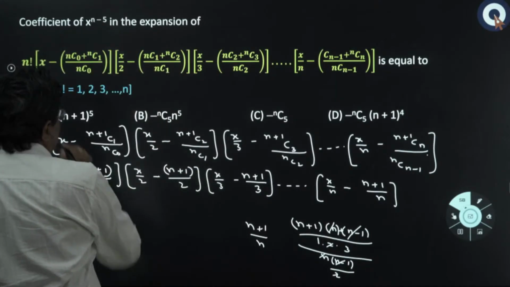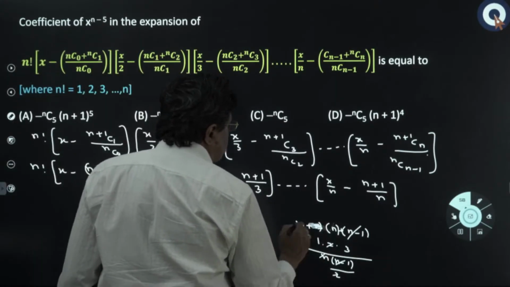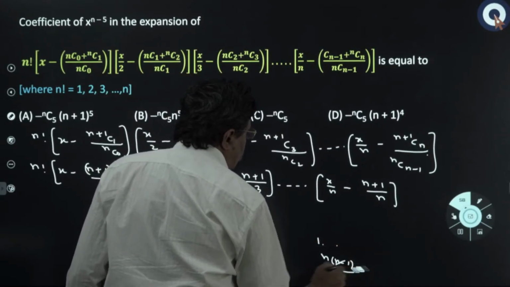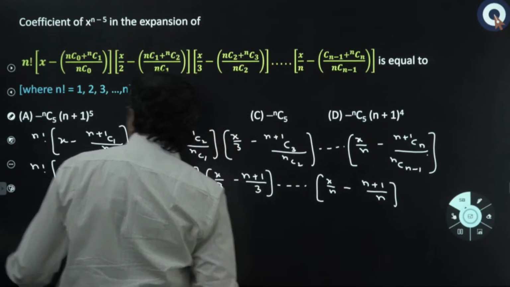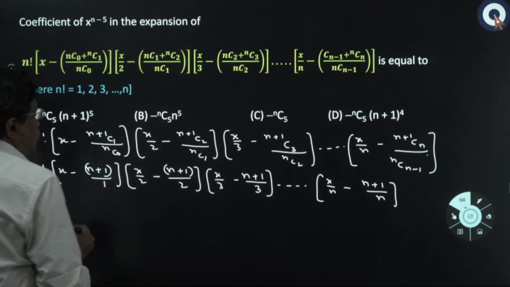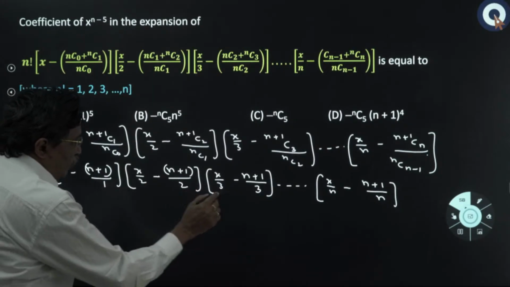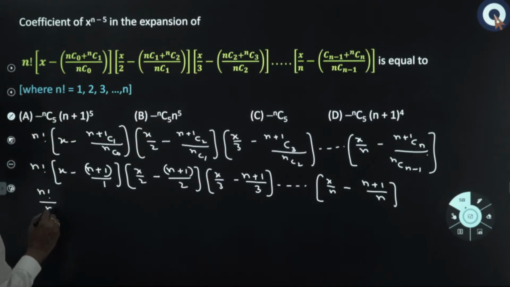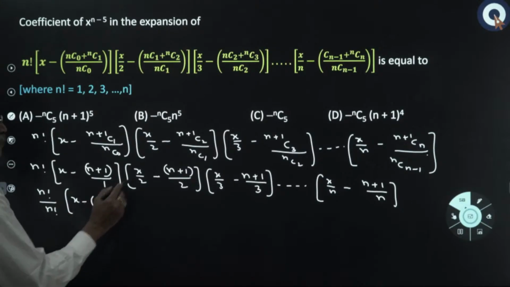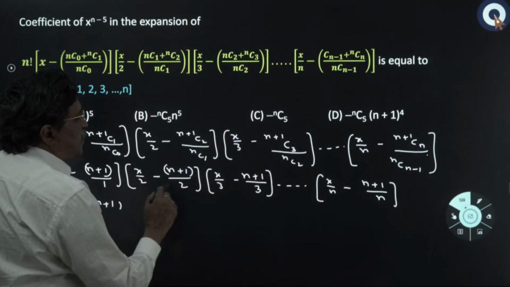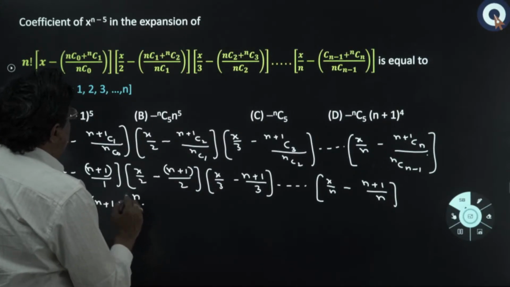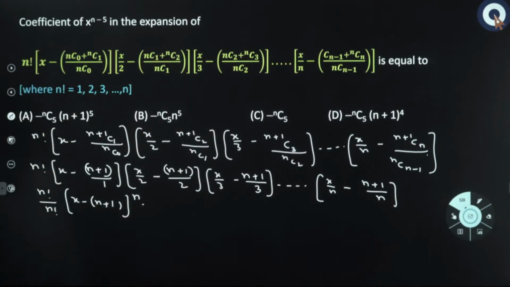So this becomes n factorial by, if I take 1 into 2 into 3 etc. n, so I get n factorial here, plus 1 minus (n+1)x minus (n+1), repeated n times. This is repeated n times. So this is cancelled.